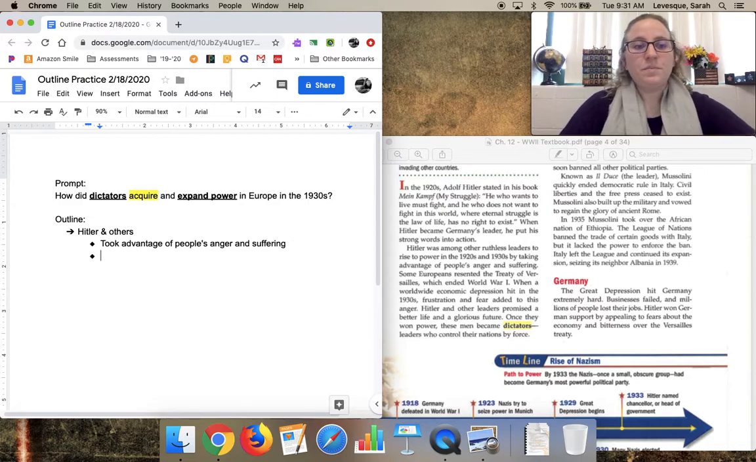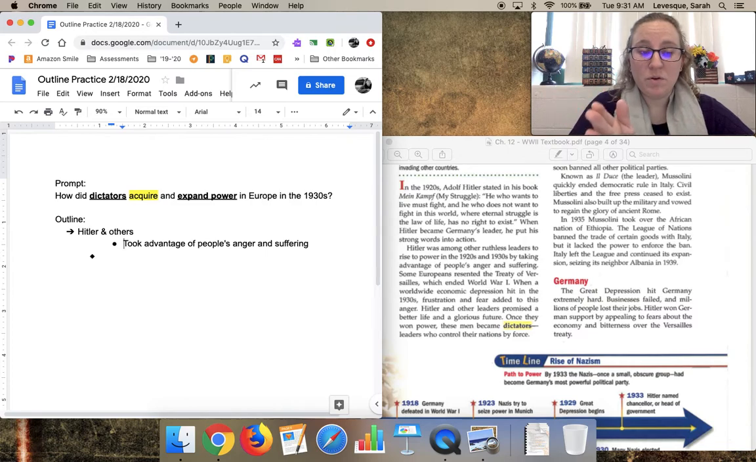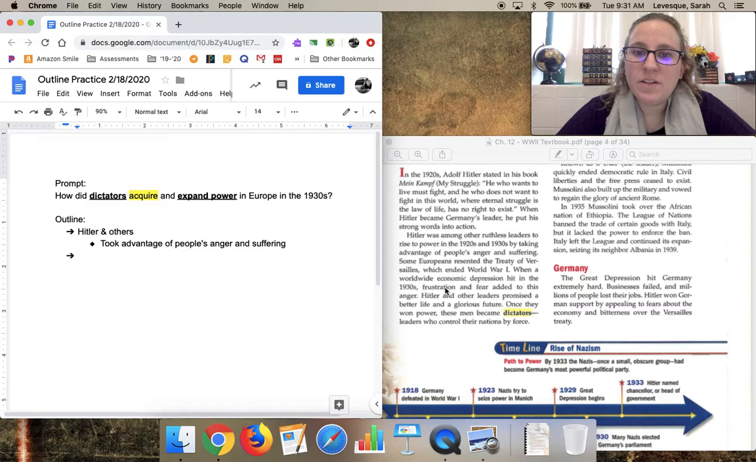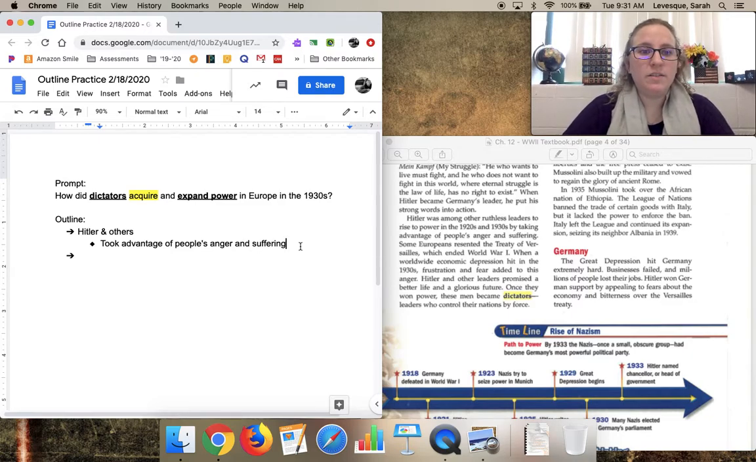All right. Now, in order to move these bullet points back and forth, I hit Tab to go into the right more, or I hit Shift Tab to go back towards the left. So Shift Tab, Tab. So let's go back there. All right. So some Europeans resented the Treaty of Versailles, which ended World War I. When a worldwide economic depression hit in the 1930s, frustration and fear added to the anger and suffering. Well, I feel like that information kind of falls under Hitler and others taking advantage of anger and suffering.